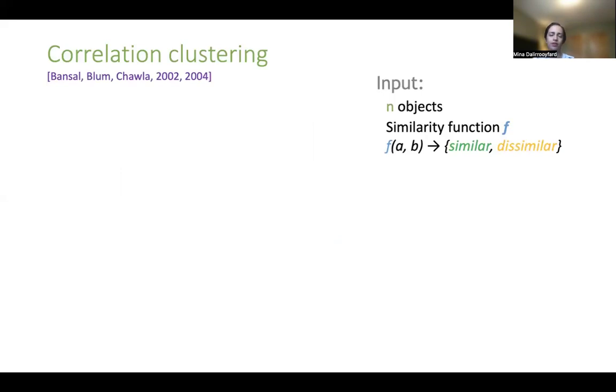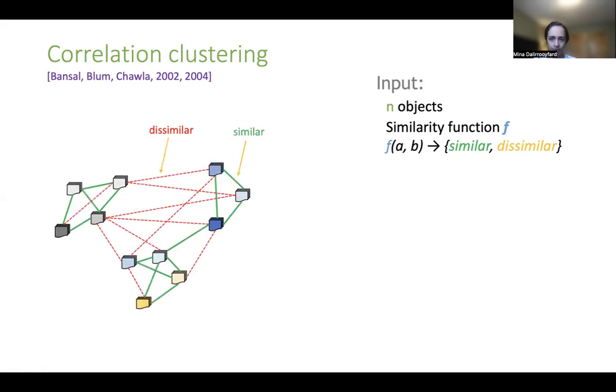Okay, so let's first define the problem. Correlation clustering, as input, gets an object and also a similarity function f that for every pair of objects tells us if they are similar or dissimilar. For example, here, these are our objects. The green solid lines indicate similarity. The red dashed lines indicate dissimilarity. And basically, we have this for every pair of objects. So this should have been a complete graph, but for simplicity, I haven't put all the edges here.